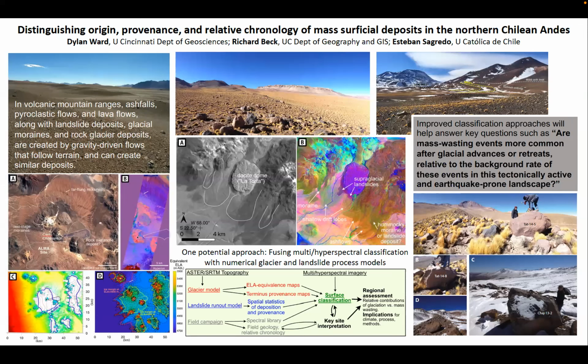This confuses interpretations. If we want to understand whether mass wasting events are more common after glacier advances and retreats related to climate, or whether they're more common just in the background rate of these kinds of events in this earthquake-prone landscape, then we need methodology that includes modeling, remote sensing, and field work in order to try to improve the classification of these kinds of deposits that represent our archive going back older than the 10 years that SZ4D is going to be sitting around.